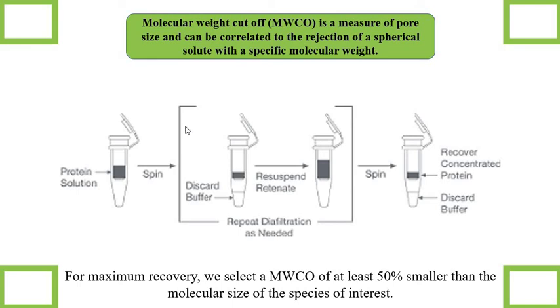Centrifugation is applied to force the solvent through the semi-permeable membrane into the lower chamber, leaving a more concentrated protein solution in the upper chamber. For maximum recovery, we select a molecular weight cutoff of at least 50% smaller than the molecular size of the species of interest, which is protein in this case.